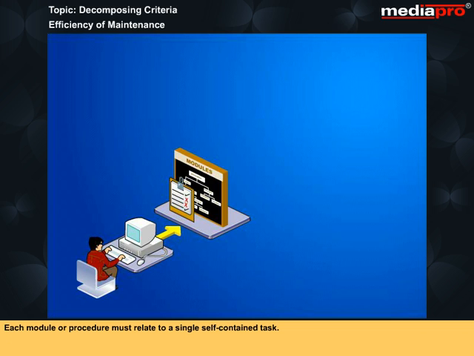Each module or procedure must relate to a single self-contained task. Each module must be self-explanatory in its operation by including sufficient comments. Each module must do its own task and nothing more.